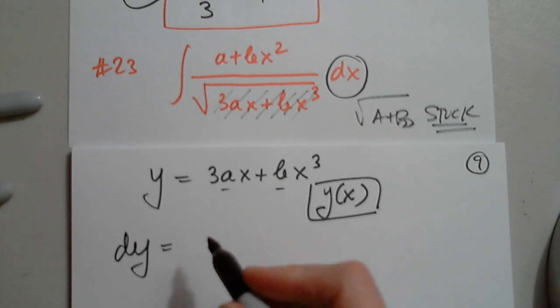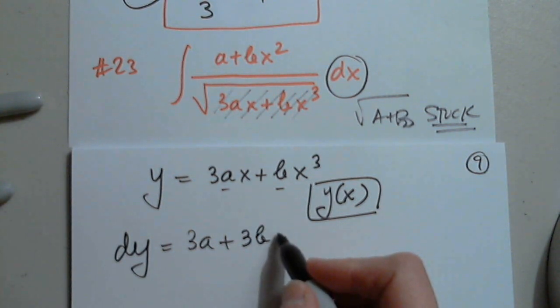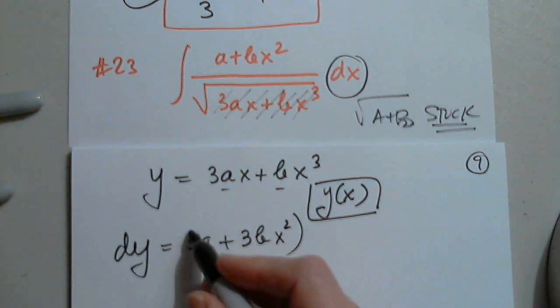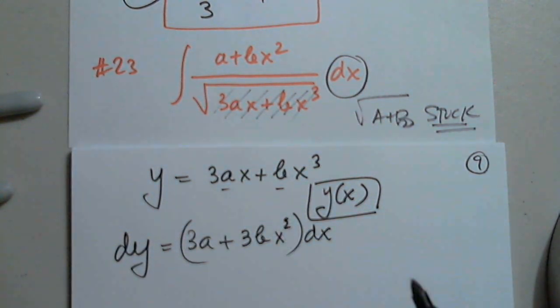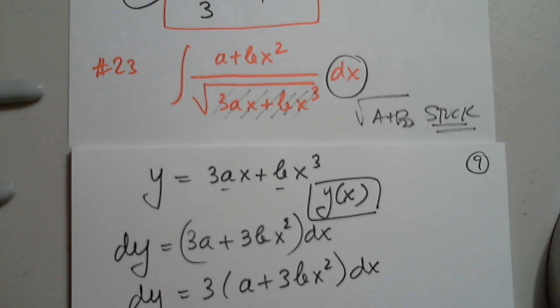Is that 3a plus 3b times x squared, times dx? Exactly. I'm going to factor out a 3. So dy equals 3 times a plus bx squared dx. I just said I'm factoring out a 3. Can you put it right back? My hand wrote faster than my brain dictated. Good, so we factored out a 3.